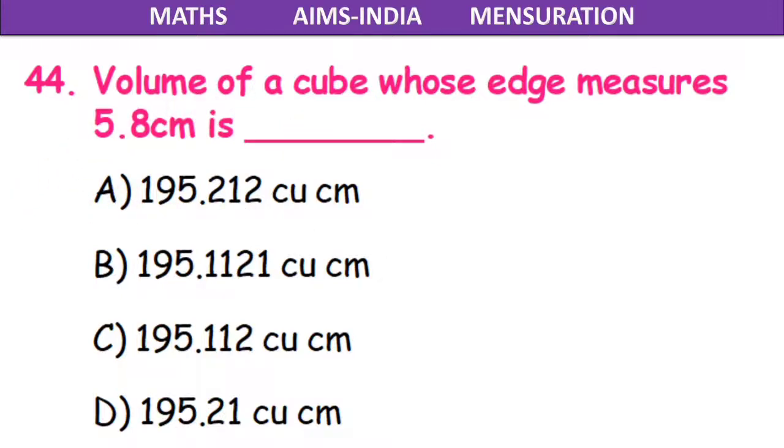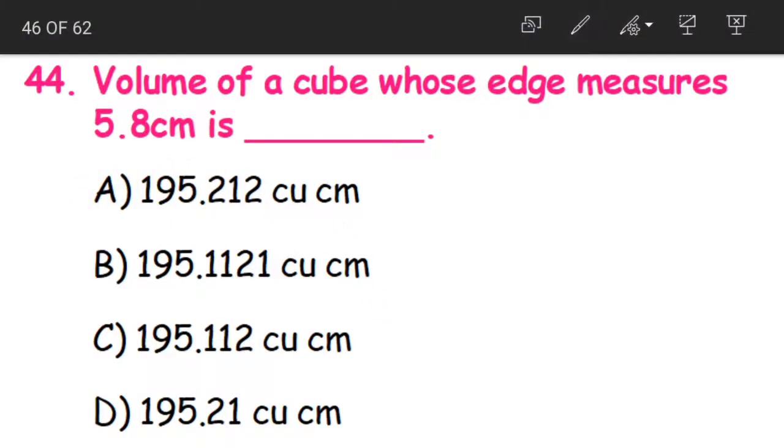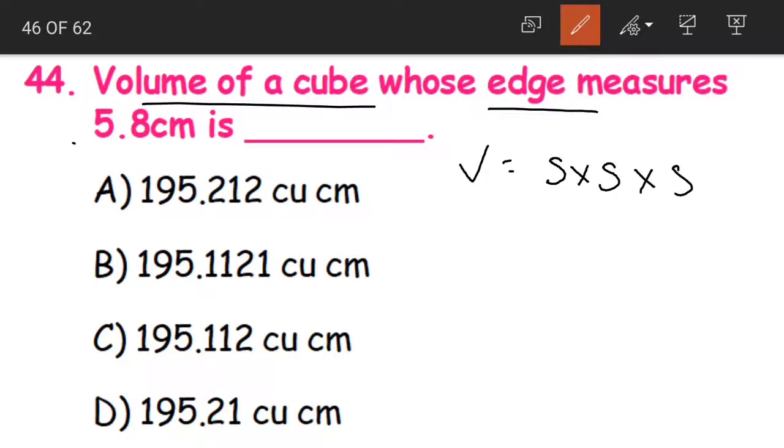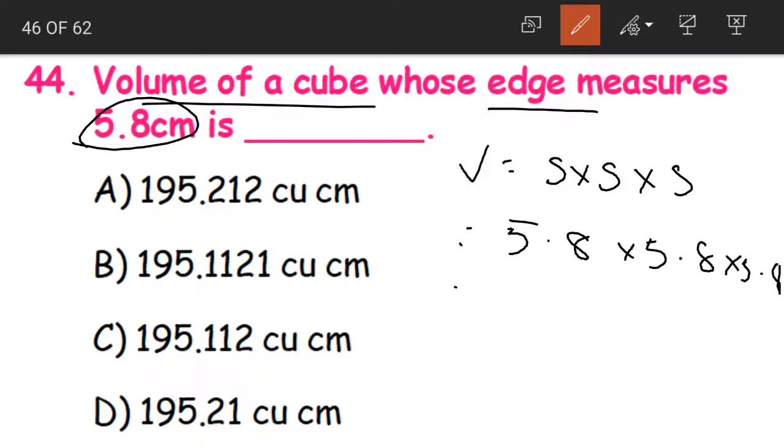Volume of a cube whose edge measures 5.8 centimeters. Again, volume of the cube is not covered for us, but the volume of the cube formula is what, children? Side into side into side. The edge measures 5.8. So 5.8 into 5.8 into 5.8. When you multiply like this, the product that we get upon multiplying will be our, what will it be? It will be the volume of the given cube.